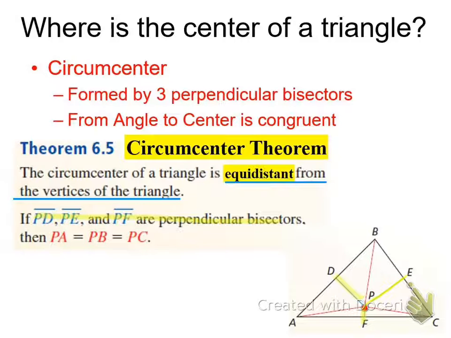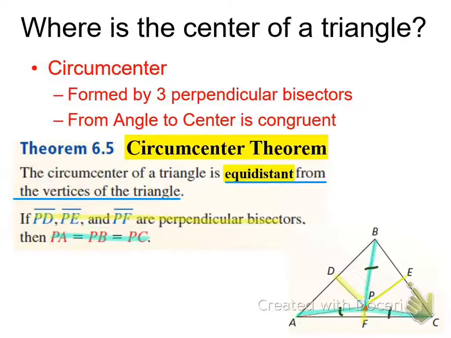So, do these look like they're the same length? Do they look like they're congruent? No, that's because they're not. But what is congruent, what we wrote down, from the angle to the center is congruent, or from the center to the angle. So from P to A, from P to B, from P to C.